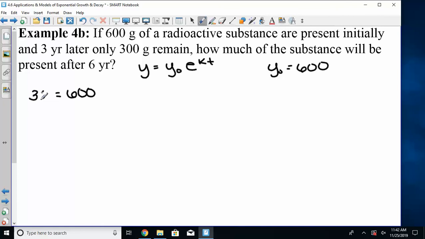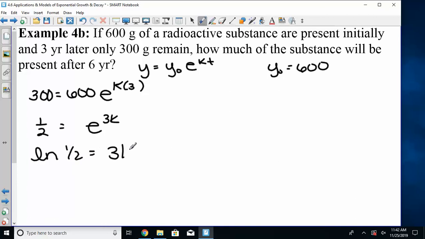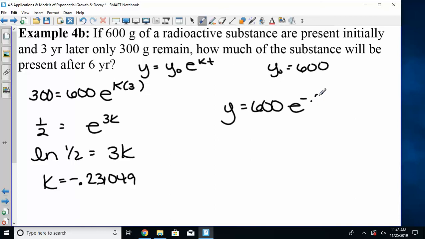You're going to plug in the 300 after 3 years. So you divide, add your ln, divide by 3, and so you get your k to be a negative 0.231049. So your equation is y equals 600 e to negative 0.231049 t.